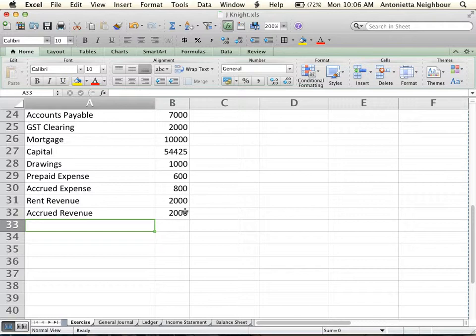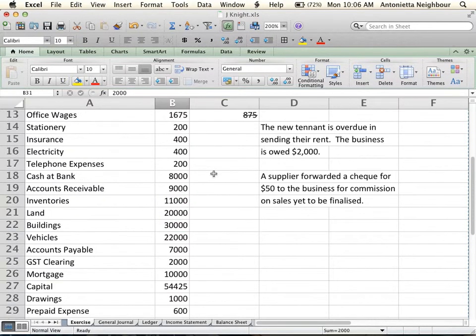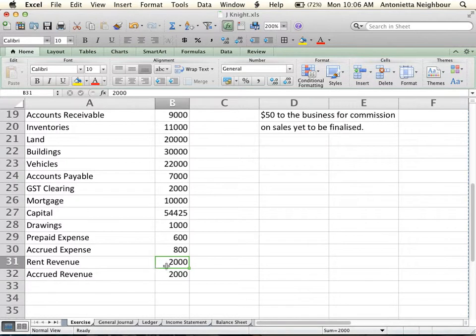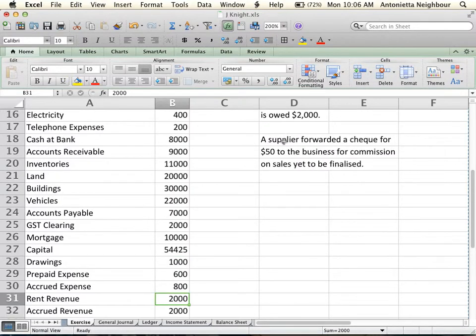Yes? So we get the accrued revenue again. Beg your pardon? So we should get the accrued revenue account, because that revenue is owed to us. It says the business is owed $2,000, so it needs to increase the revenue account. So it's an accrued revenue. Accrued means owing, this time to the business.